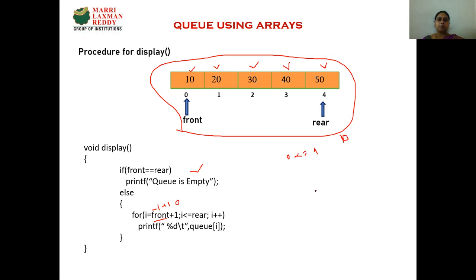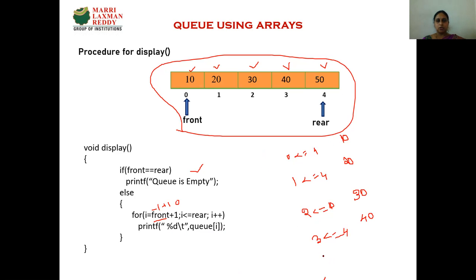Next, i is incremented, i becomes 1. 1 less than or equal to 4, yes, the condition is true again. Now we print q of 1, which is 20. Next, i becomes 2. 2 less than or equal to 4, the condition is also true. Now we print q of 2, that is 30. Next, i becomes 3. 3 less than or equal to 4, again the condition is true. Now we print q of i, that is 40.